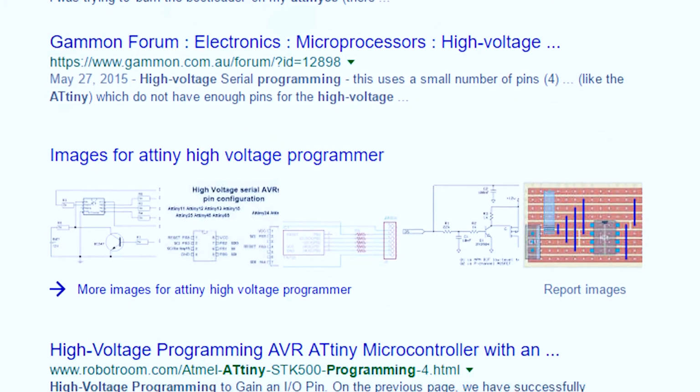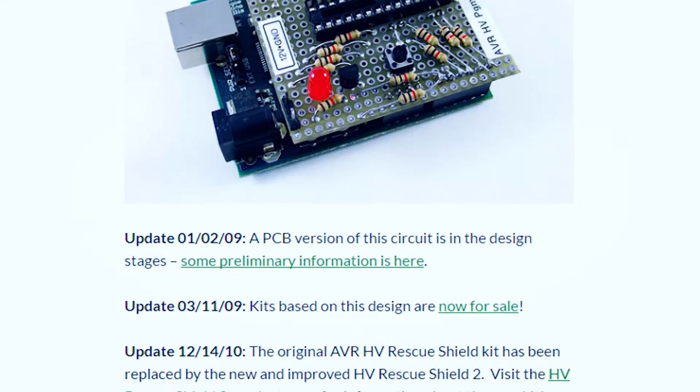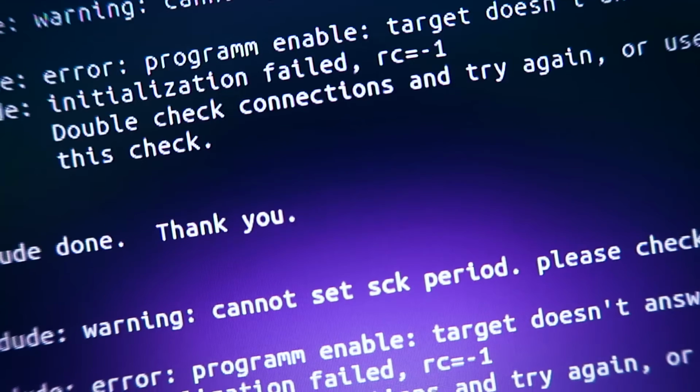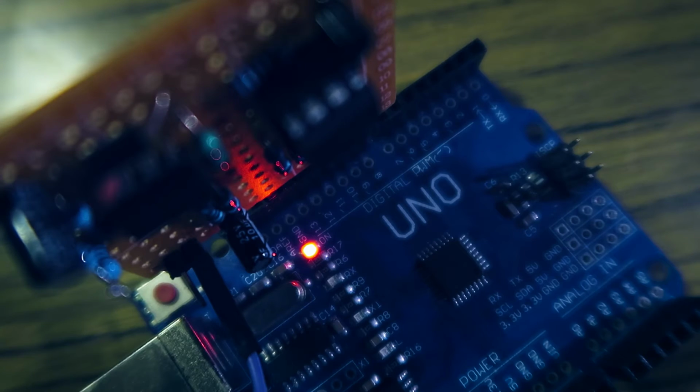I uploaded a fuse resetting program to the Arduino. There are many versions out there, but most are based off the work of Jeff Kaiser from Mighty Ohm. I programmed an ATtiny to blink an LED on the reset pin. This makes it unresponsive to in-circuit programmers. After putting it in the high voltage programmer and resetting the fuses, I'm able to put it back in the circuit and program it again.